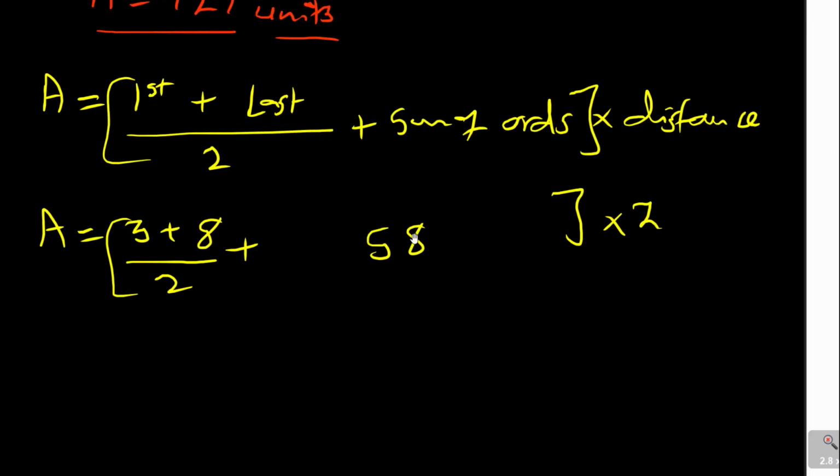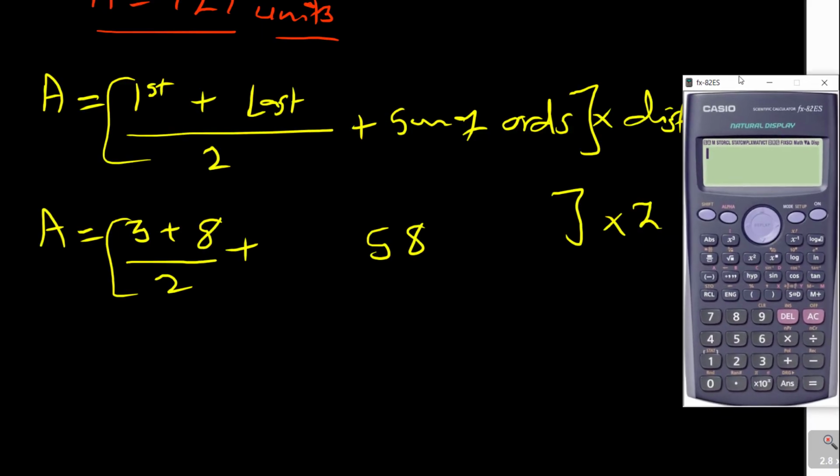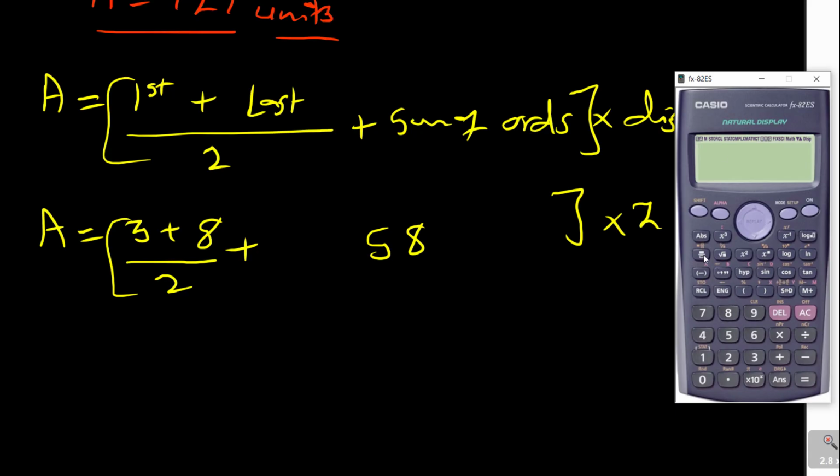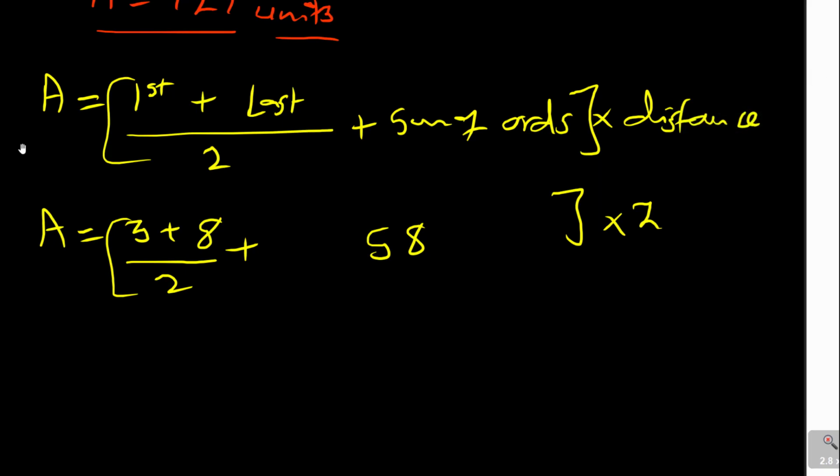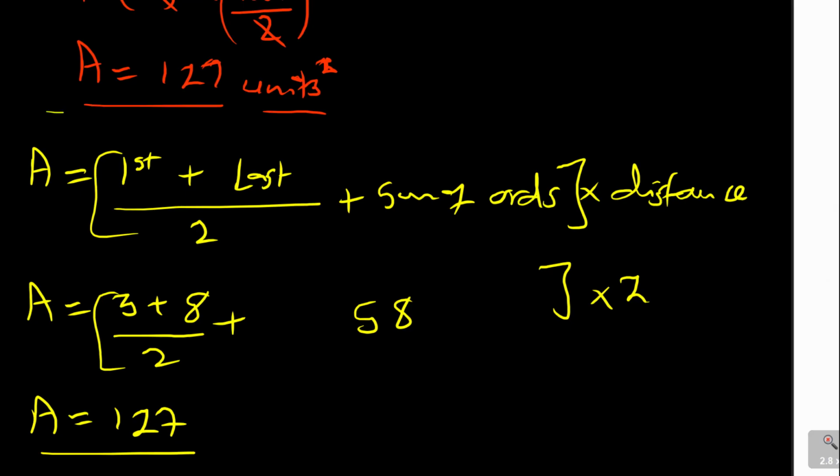Then I can use my calculator to simplify this. I know it's far apart like that, but let's use the calculator here. I have a bracket, which is 3 plus 8 over 2, plus 58, close bracket, times 2, equal to, there it is, 127. So A is equal to 127. That's the area, guys. We got this.